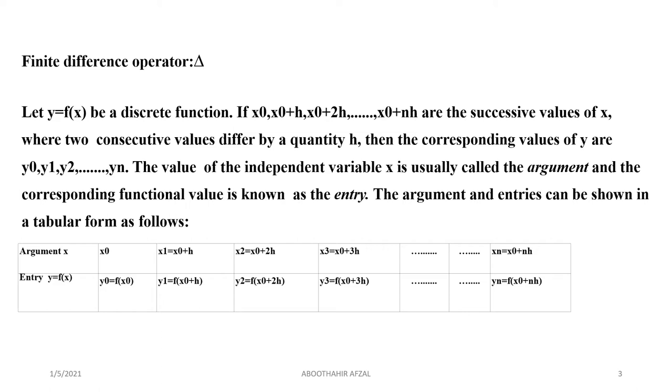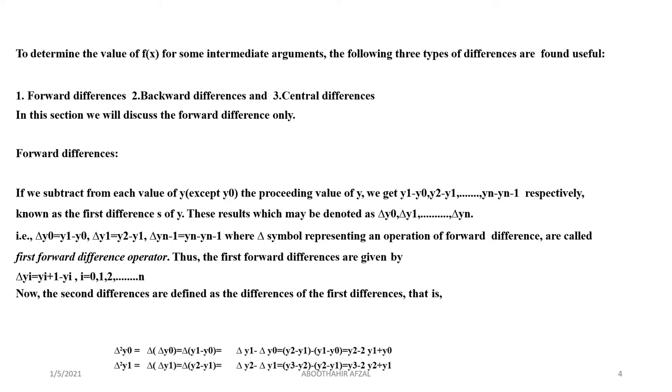So now let us come to what you understand by forward difference. How to find the forward difference? If you subtract from each value of y the preceding value of y, for example, I am finding y1 minus y0. Then I subtract y2 minus y1, then y3 minus y2, y4 minus y3. So you subtract the preceding value from the next value. That is called the first difference of y.